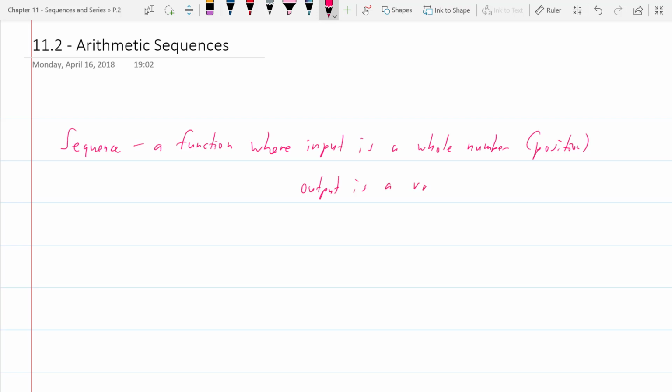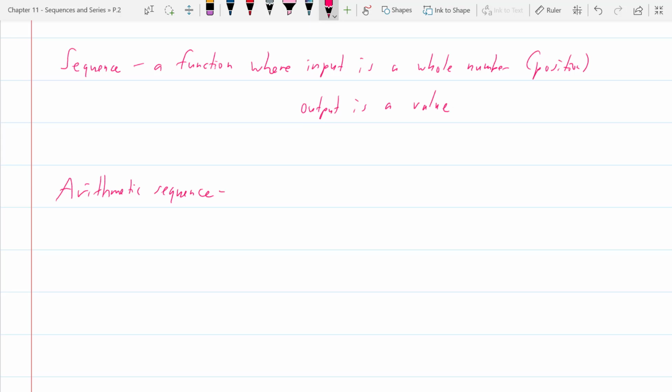is a value. And in an arithmetic sequence, specifically in an arithmetic sequence, the next term is obtained by adding a common difference. And we're going to call that common difference D. And it's the number that we're going to add to get to the next term.